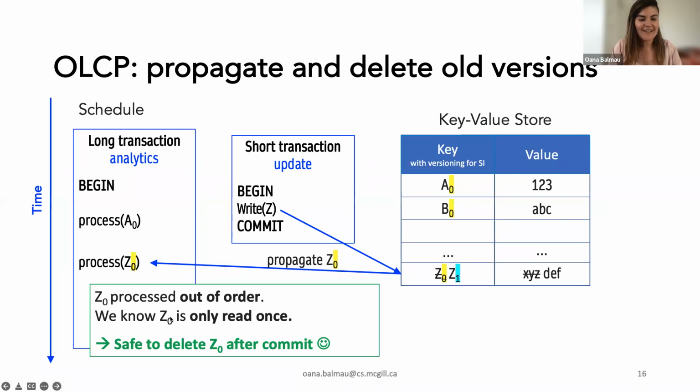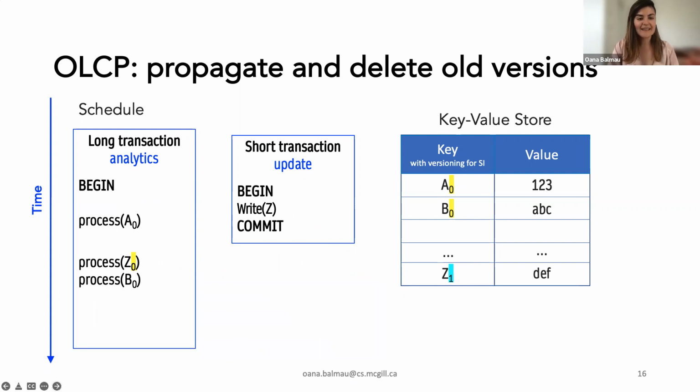And we know that Z is only read once, by the constraints that we defined in the previous slide. So after we process Z, it's safe to delete it right after. We would only have the new value of Z in the data store, and then the long scan can continue where it left off. In this case, it had processed A already, so it can go on to B. So this is the main nugget behind our technique.